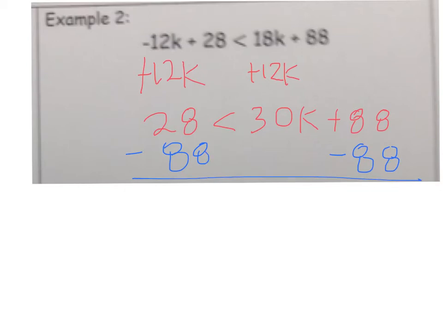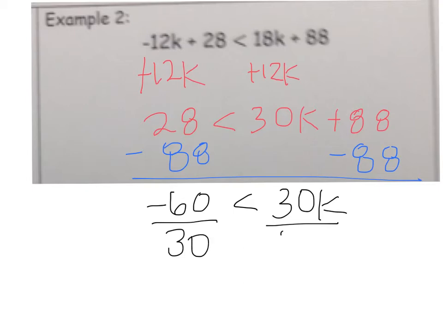And I'm left with 60 is less than, negative 60, I'm sorry. Negative 60 is less than 30k. I'm going to divide both sides by 30. I'm left with negative 2 is less than k.